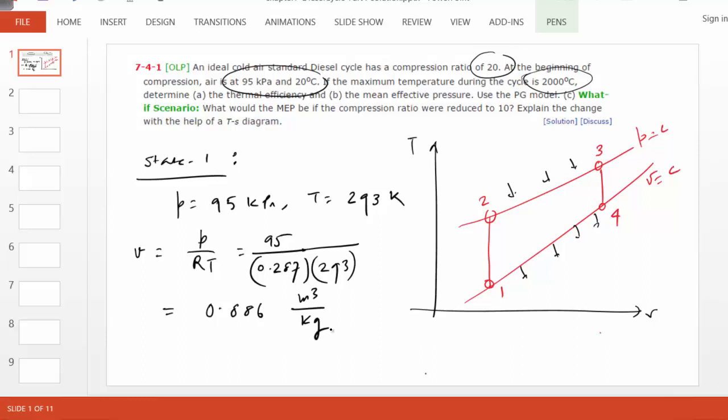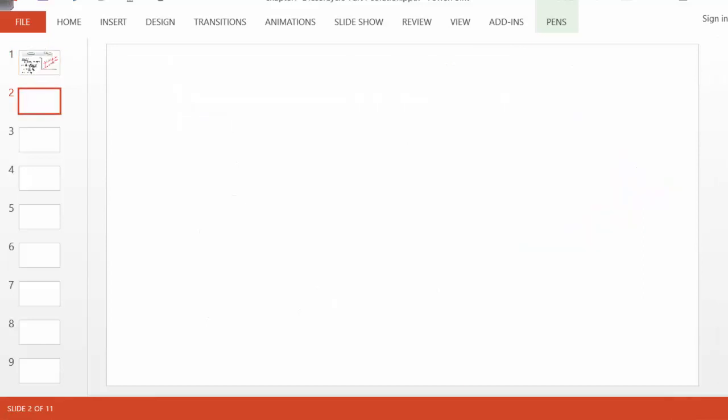And we'll just assume, because the mass is not given in this problem, the mass is 1 kg. So our analysis is based on a mass of 1 kilogram. And this is our specific volume. From 1 to 2, entropy remains constant, so we can use the isentropic equation.